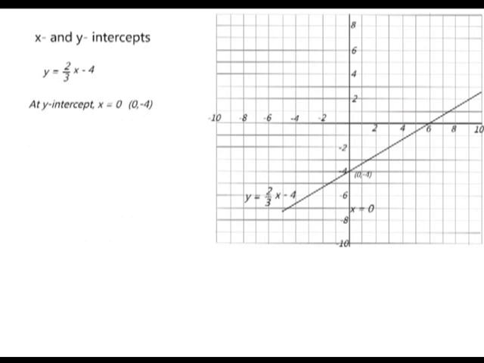Again, the equation of the x-axis is y is equal to 0. So then, at the x-intercept, the value of y is 0. In this graph, the x-intercept is at (6, 0), and so the coordinate of y is 0 at this point.